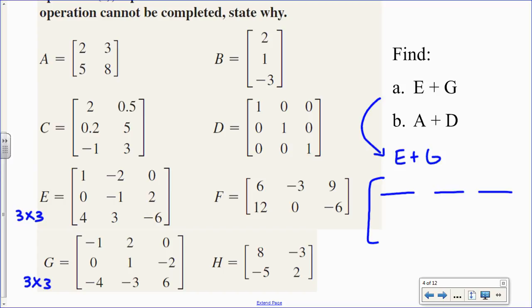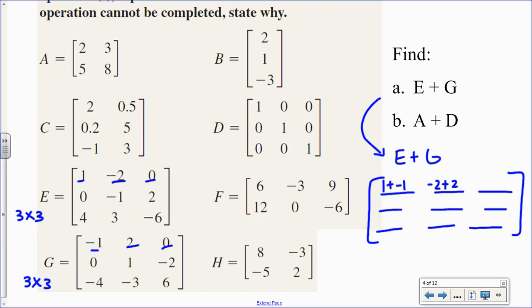Okay. So I'm going to get another 3 by 3 matrix. And to add or subtract, I just add corresponding entries. So I'm going to add 1 plus negative 1. So the top left with the top left. Okay. And then negative 2 plus 2. You do not have to show all of this work, but I just want to show it now so you know where we're getting these numbers.